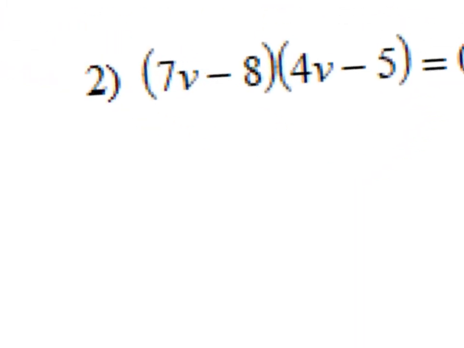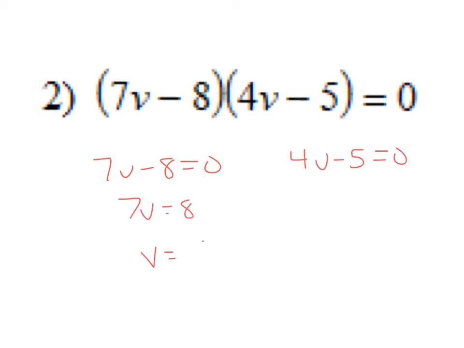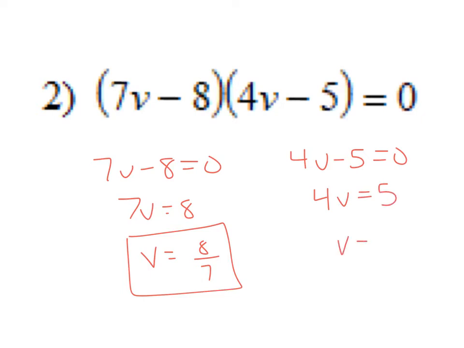Okay, number 2, again, it's already factored for us, so we're just going to take each factor and set it equal to 0 and solve them. So on the first one here, I'm going to add 8 over and get 7v equals 8. I'm going to divide by 7 and get 8/7 as my first solution. For the second one here, I'm going to go ahead and add the 5 over to the other side. I'm going to divide by 4 and get 5/4 for my second solution.